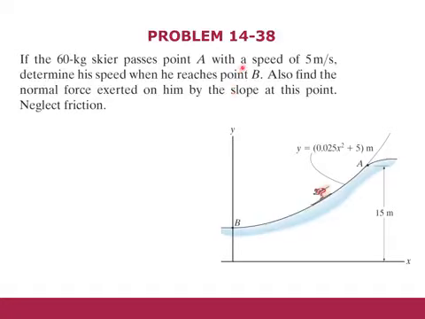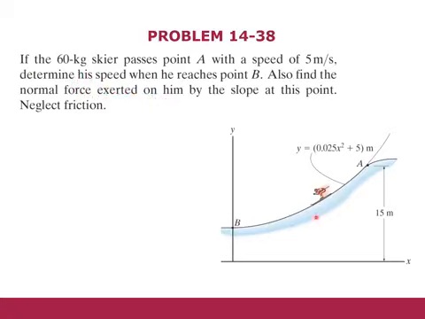Let's solve another problem, 14-38 of our Fibler. In this problem we have a skier with a weight of 60 kg, moving from A to B. We are provided with the curve and the height of point A. We have to find the speed when he reaches point B, and also the normal force exerted on him by the slope at this point.